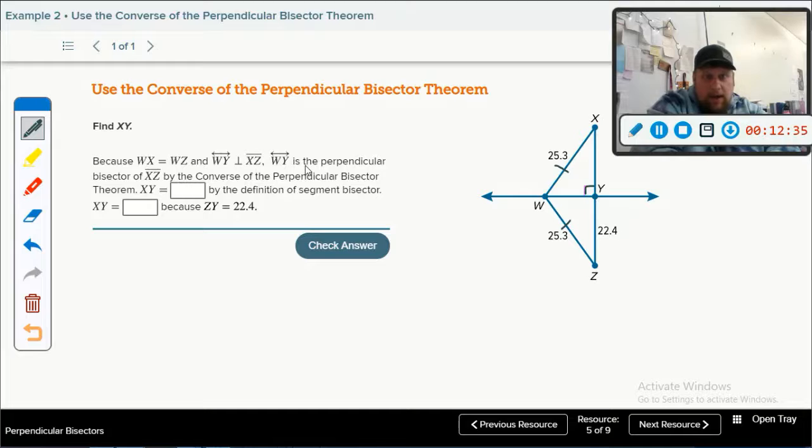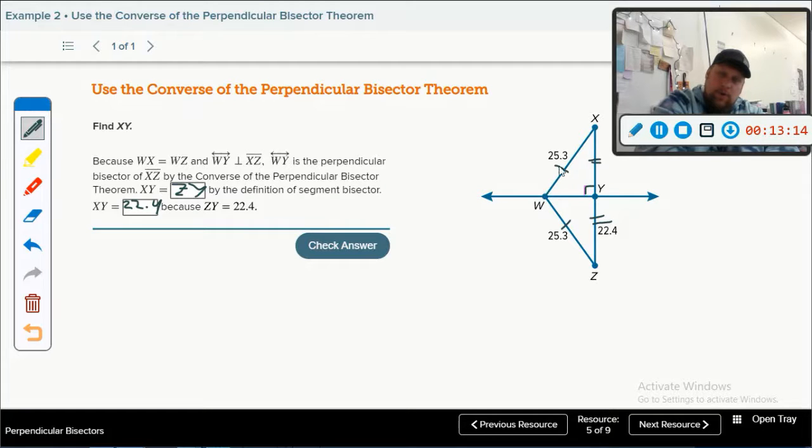WY is the perpendicular bisector of XZ by the converse of the perpendicular bisector theorem. Therefore, we know that XY must equal ZY, by the definition of the segment bisector. XY then must equal what? XY must equal 22.4, because ZY equals 22.4. So see how we went backwards?